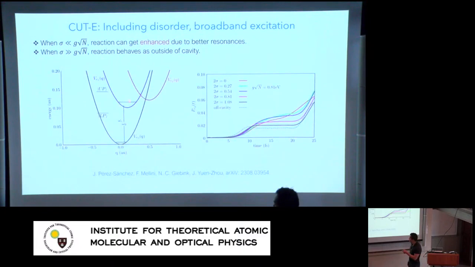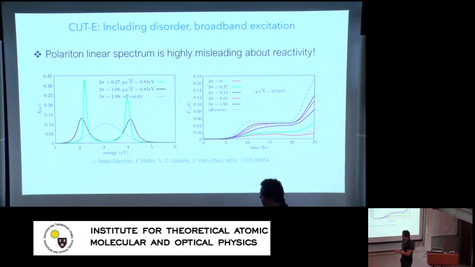But you could also enhance the reactivity. For example, if you have a donor state that is lower in energy than the acceptor state, you can make the donor state become closer in resonance to the acceptor state, and you can enhance the reaction compared to outside of the cavity. But then when you add disorder, then you asymptotically recover what you get outside of the cavity.